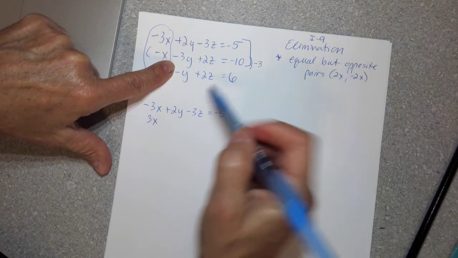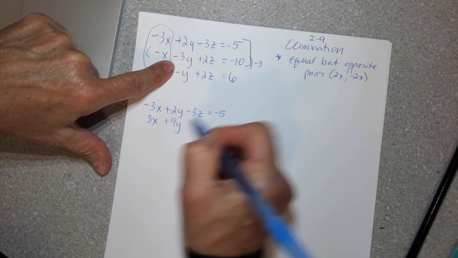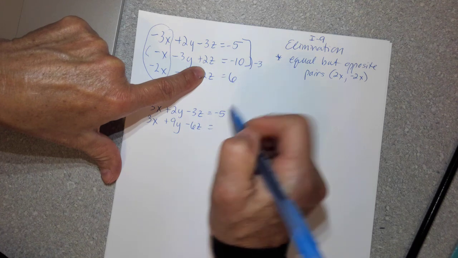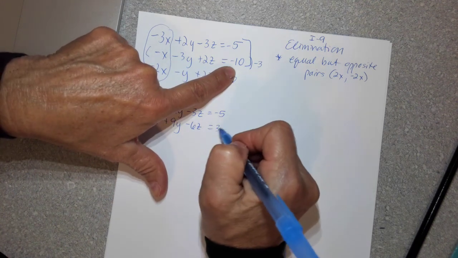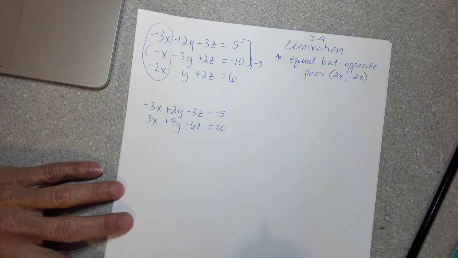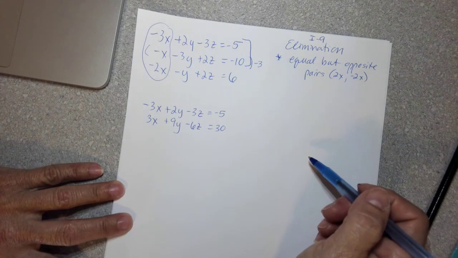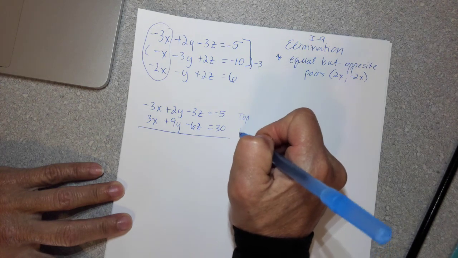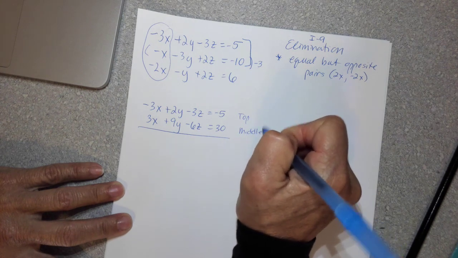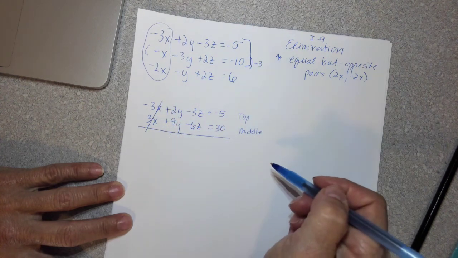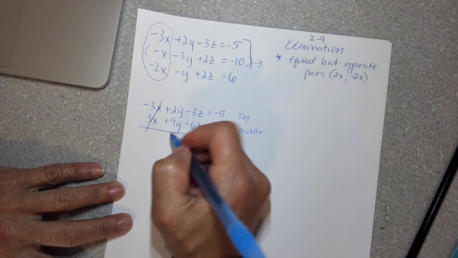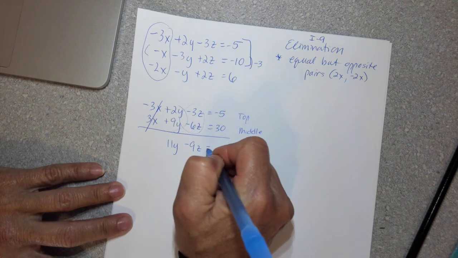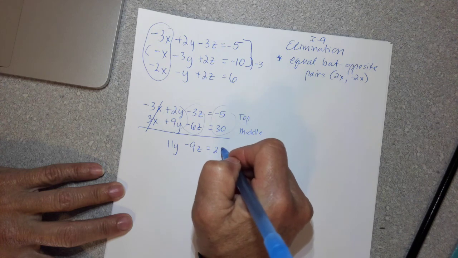Then -3 here turns this into a +9y. -3 here turns that into a +6z. -3 here turns that into a 30. So I'm distributing that -3 to everything in there. And now when I combine the top two, so this was the top and this is the middle, but multiplied by that -3 to create this matching pair so that can eliminate. Here I end up with 11y. Here I combine to get -9z, and here I combine to get 25.